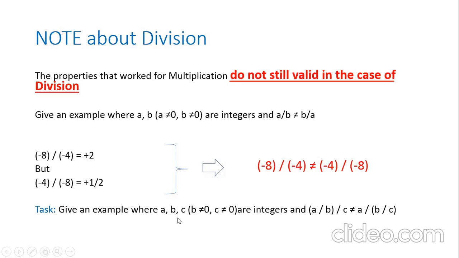Give an example where A, B, and C, where B doesn't equal 0 and C doesn't equal 0, are integers, and A divided by B between brackets, then the result is divided by C doesn't equal A divided between brackets B divided by C. You can work on a practical example very easily as before in exactly similar manner, and you will reach the conclusion that this property does not stay correct in the case of division.